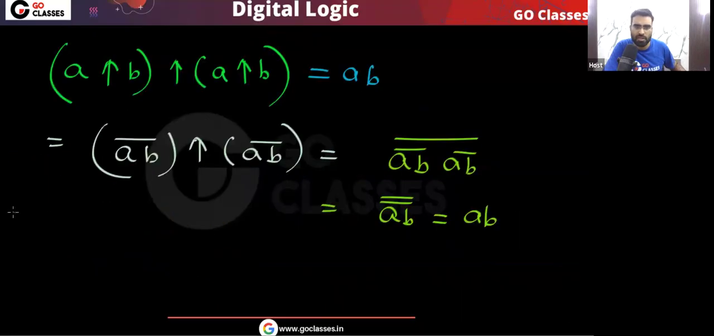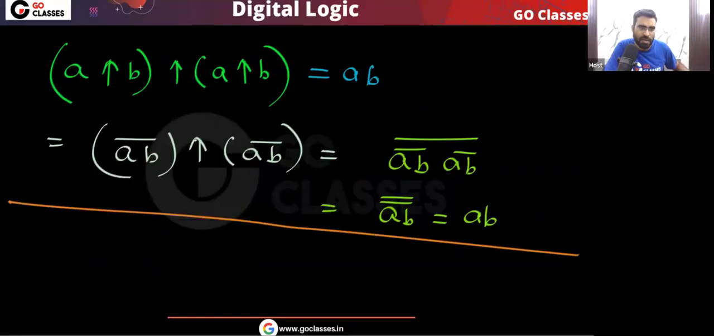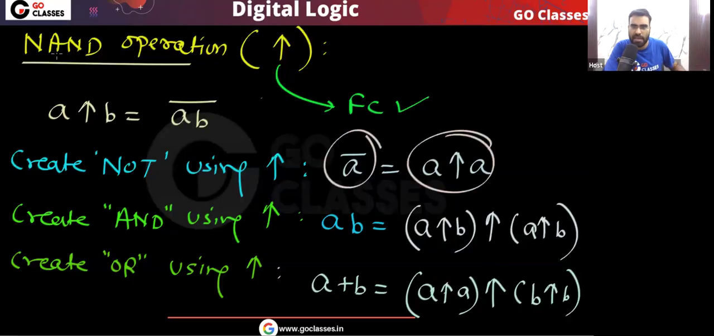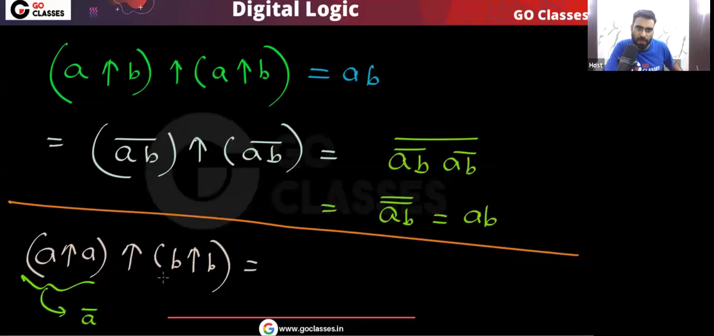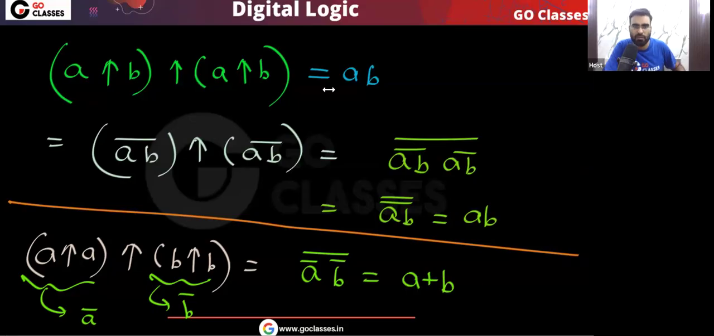Let me do it here. If I do A NAND A, this is A bar that we already know. Then B NAND B, this is your B bar that you already know. So finally we have A bar NAND B bar, and that is your A or B. Is this clear? So very simple. Please tell me.